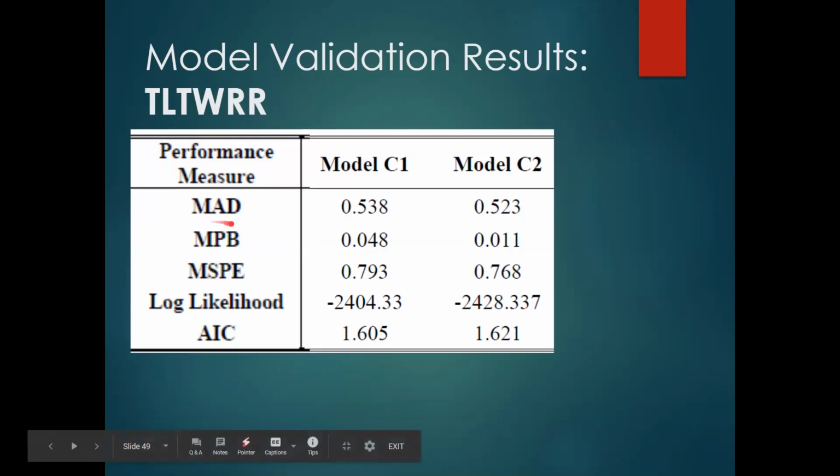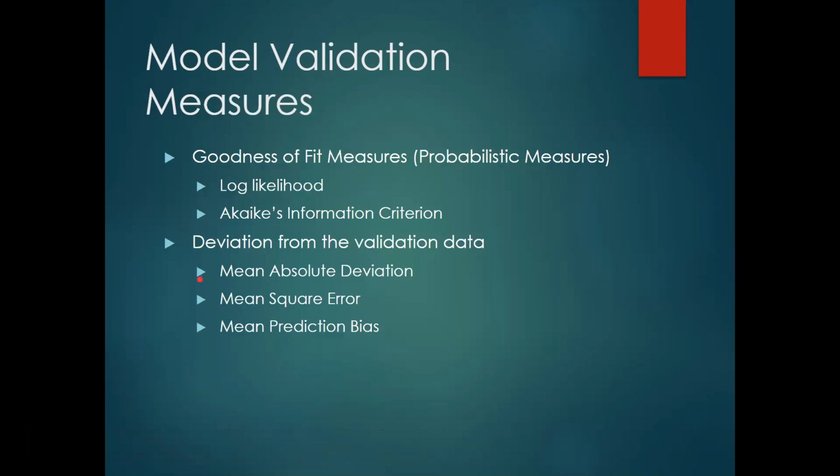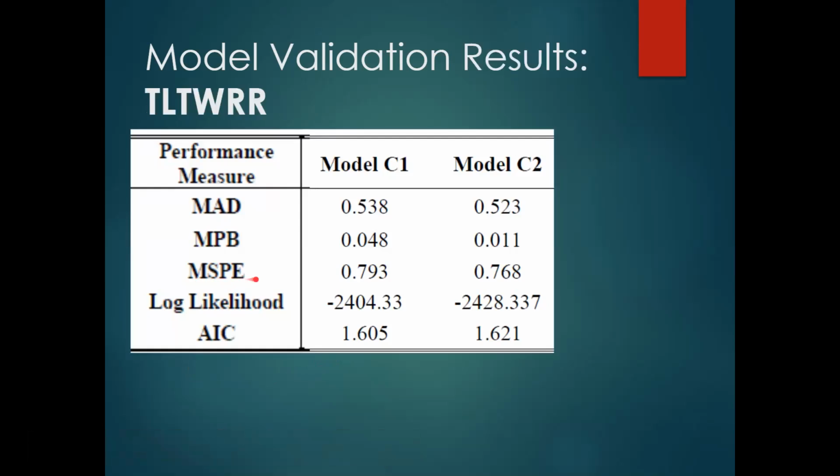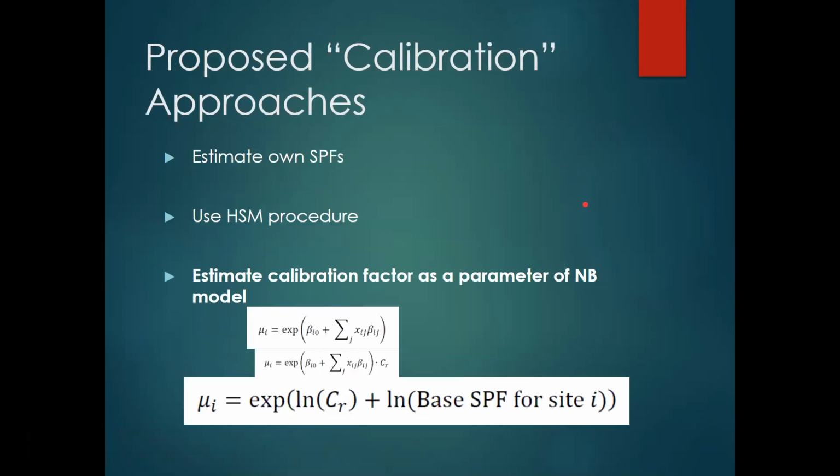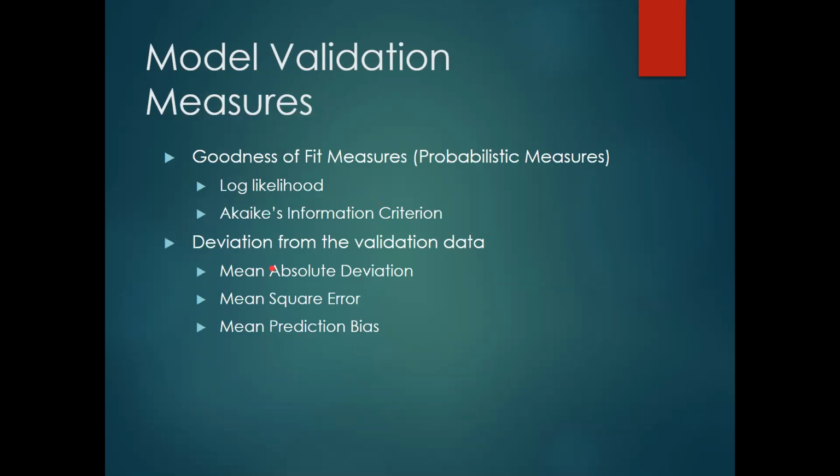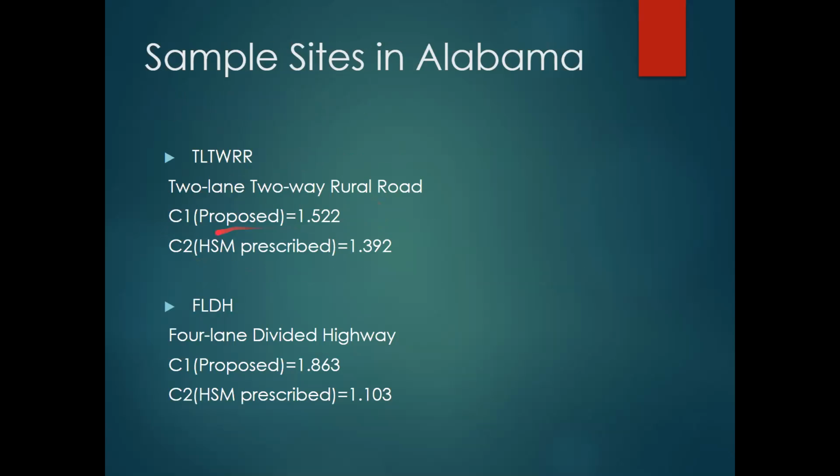So this is mean absolute deviation, mean prediction bias. MSPE is the mean square prediction error, and then the log likelihood and AIC. And then they had these two models, model C1 and model C2. So if you recall, model C1 was their proposed method, and model C2 was the HSM prescribed method.